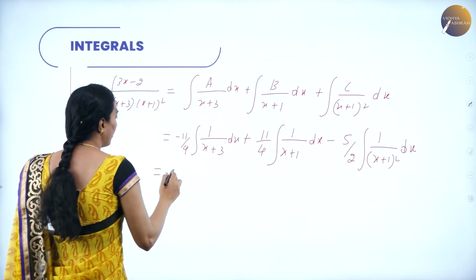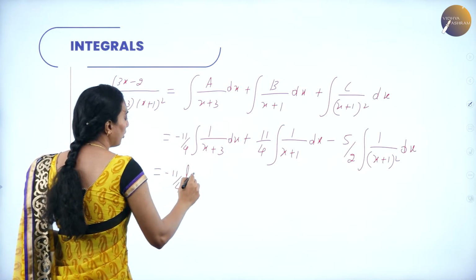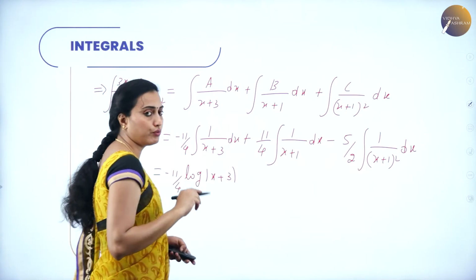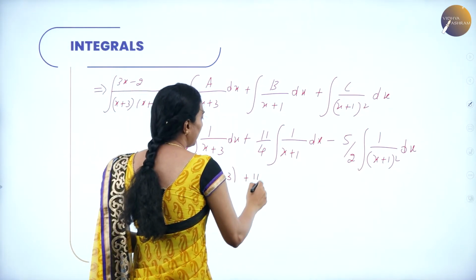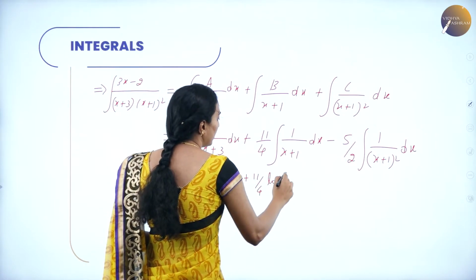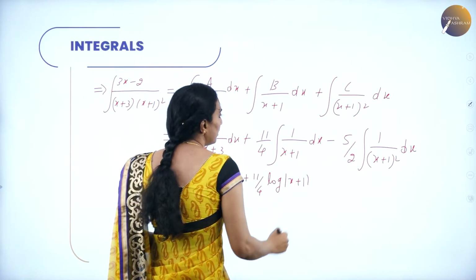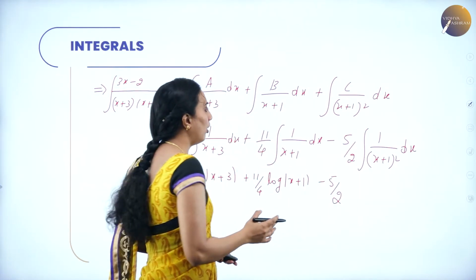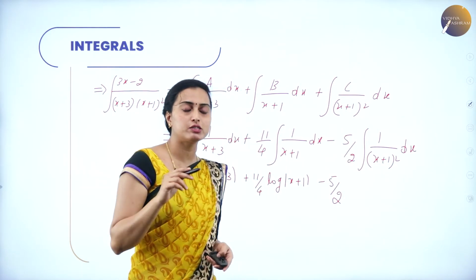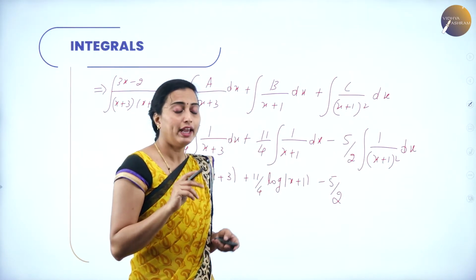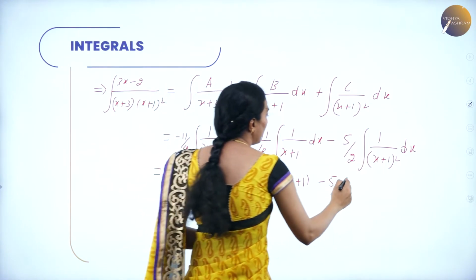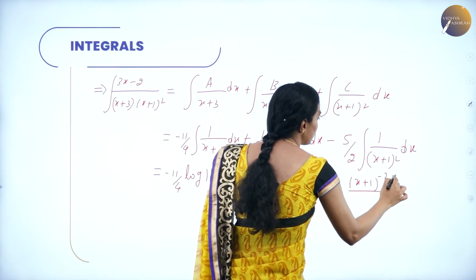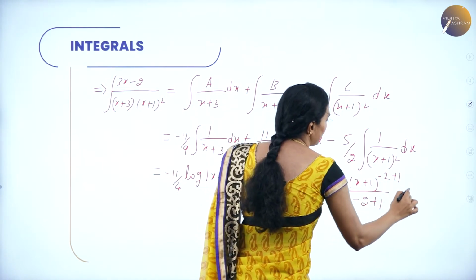Now, here we are going to have minus 11 by 4 into log of modulus of x plus 3 divided by 1, because the coefficient of x is 1, plus 11 by 4 into log of modulus of x plus 1 divided by 1, minus 5 by 2 into, if you integrate this one, it will be moving to the numerator, which is x plus 1 to the power of minus 2. X plus 1 to the power of minus 2 integrates to x plus 1 to the power of minus 2 plus 1 divided by minus 2 plus 1, plus c.